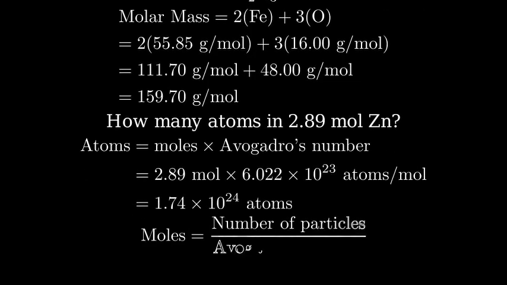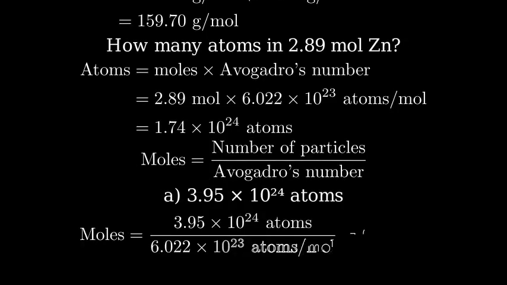Now let's solve problems converting numbers of particles to moles. The key formula here is that the number of moles equals the number of particles divided by Avogadro's number. For part A, we have 3.95 times 10 to the 24th atoms. Dividing by Avogadro's number gives us 6.56 moles.